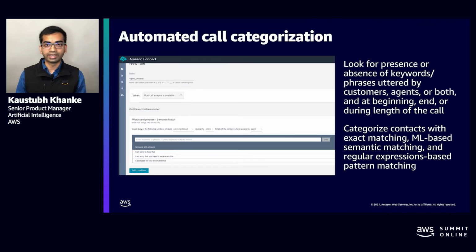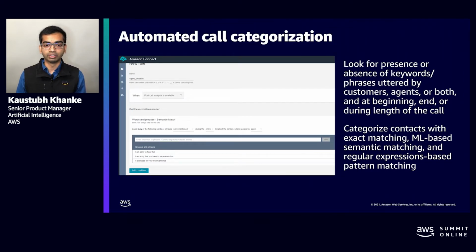With the automated call categorization, you can look for presence or absence of keywords and phrases uttered by customers, agents, or both. This can be done at the beginning, end, or during the length of the entire call. You can then tag your calls based on the specified rules to avoid having to use contact wrap-up codes or contact issue codes. Supervisors can categorize calls based on three matching techniques: exact matching, semantic matching, and pattern matching.